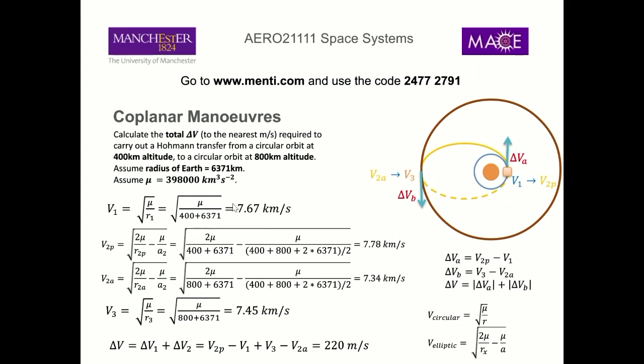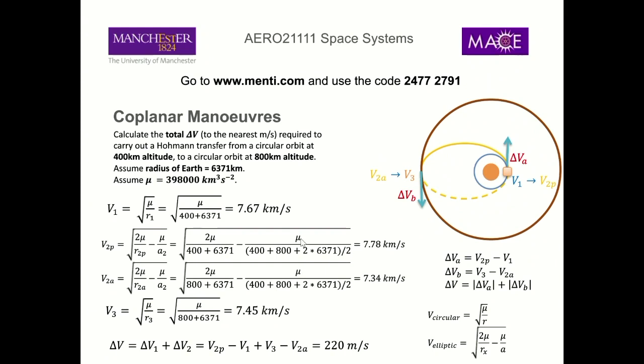We're calculating our circular orbit velocity using this equation. Again, we're aiming for about 7 kilometers a second because we're in a low Earth orbit. If you get something like 7,000 kilometers a second, you've probably got a zero or a decimal point in the wrong place. And we work out our velocity at the perigee of our elliptical orbit. Remember that the semi-major axis we're using is the semi-major axis of this elliptical orbit, so it should be larger than your radius value.